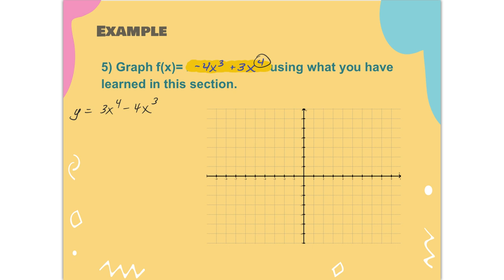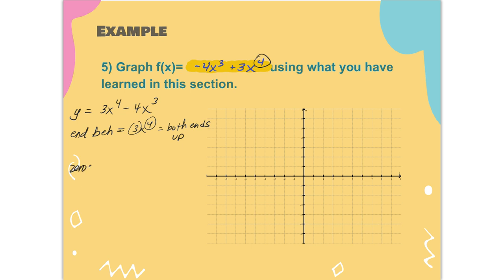So my leading term that's going to help me determine my end behavior is going to be the 3x to the 4th. Because the degree is even and this is positive, this means both ends are going to go in the same direction and they're going to go up, okay?